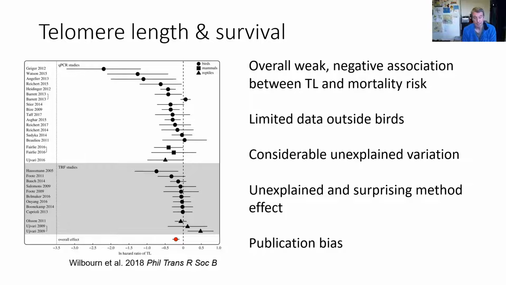There's a really difficult and surprising methods effect where we found evidence that qPCR studies are actually providing a stronger signal than TRF studies, and we really don't know why that should be. And there's also quite worrying evidence in this meta-analysis for publication bias, a suggestion that people are not publishing analyses where they don't find an association between telomere length and mortality. So overall, it's backing this suggestion that telomere length might predict survival and mortality risk, but there's quite a lot of things here that we don't understand. And again, this worrying manifestation of a methods effect.